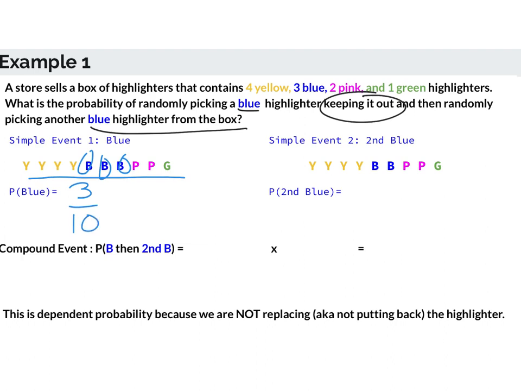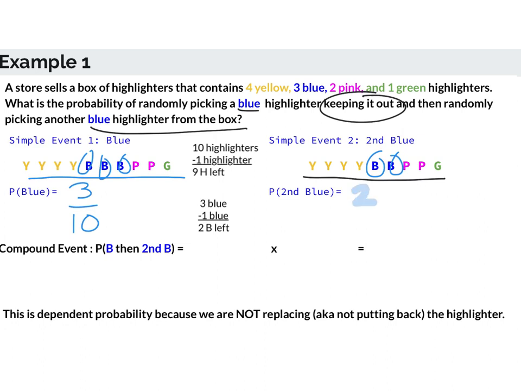Now, things get a little weird when I have to look at the probability of the second blue. Because I took that blue out, it's no longer in the box. I'm only left with 9 highlighters and only 2 blue. So the probability of us choosing a blue the second time will be 2 out of 9.